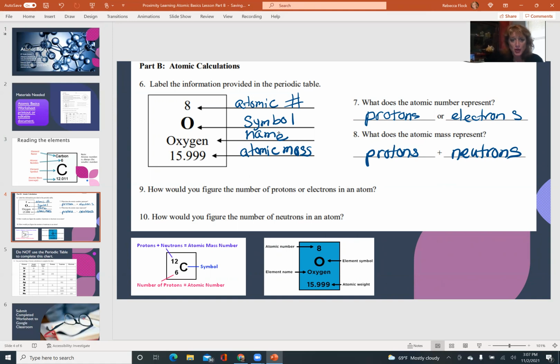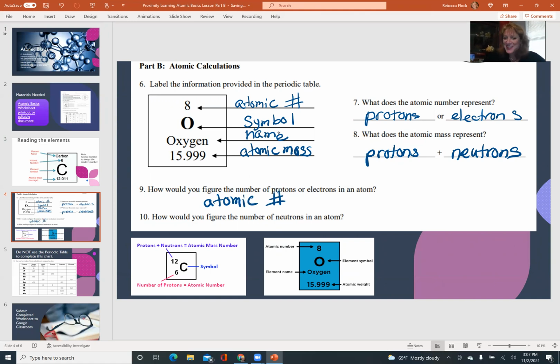So we're going to fill out a chart in a second. And we are going to be given the amount of protons, neutrons, or the atomic mass of an atom. So how would you figure out the number of protons or electrons in an atom by looking at the chemical symbol? Right, you look at the atomic number, that small number on there. So atomic number will tell us that. So we'll just write down atomic number.